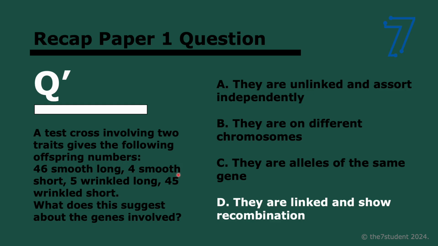So here, obviously, we're not getting that. We're getting 46 to 45, which is almost 1 to 1, but then we're getting 4 and 5. What is that about? That's because these genes are linked, basically, right? So these are the recombinants, but they're in much smaller quantities, so that's why they're linked.